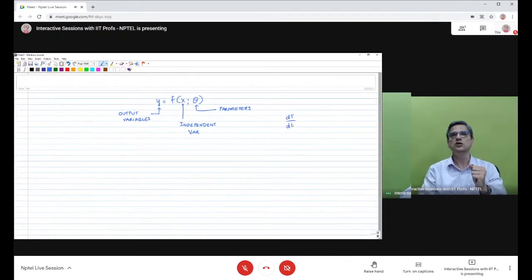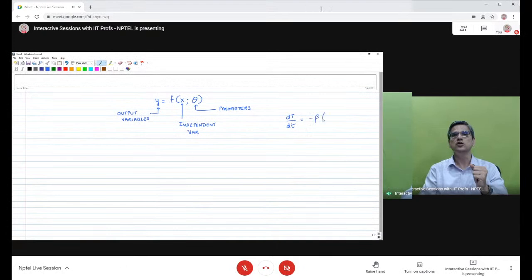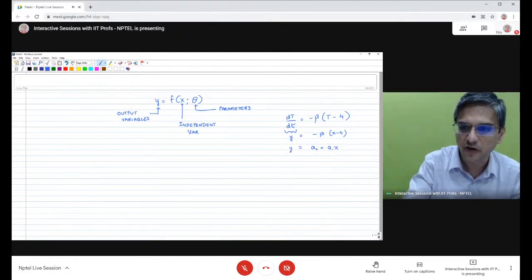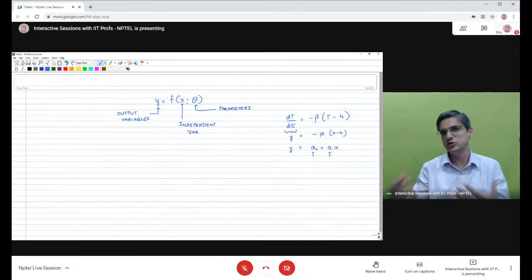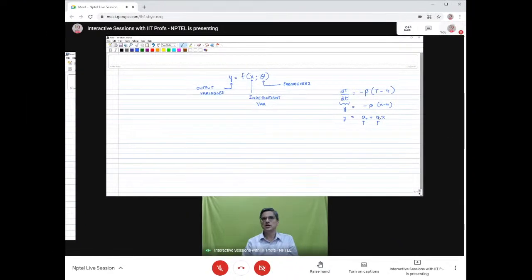A similar problem you have already solved in week number 3, and that problem was dT by dt is negative beta multiplied by (T minus 4). You solved it in an indirect way. But essentially, this was a problem of y equal to minus beta multiplied by (x minus 4), or we can write this as a0 plus a1x. The question over there was to find a0 and a1. You can reformulate the problem in this particular form.